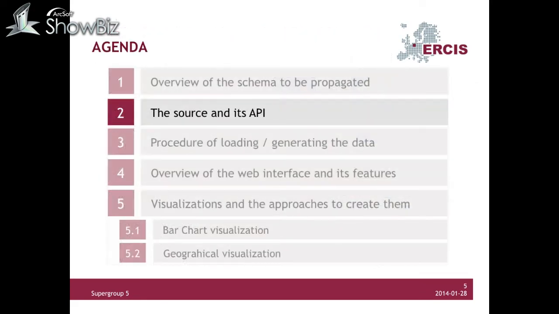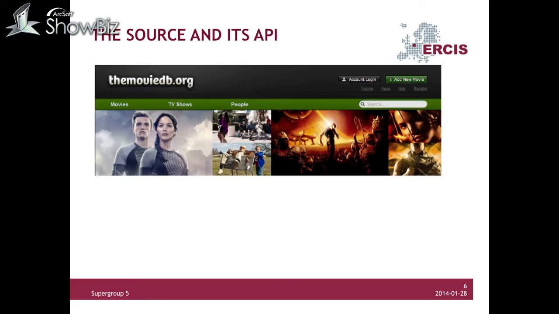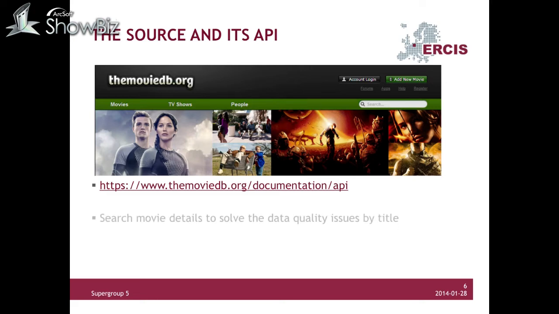Now, moving on to the description of the source we've chosen and its API. Here you can see what the main web page of the API looks like, and we're also sharing the link to it. There is a wide range of APIs that could be chosen, but we stopped on this one. Why? It has everything we need.